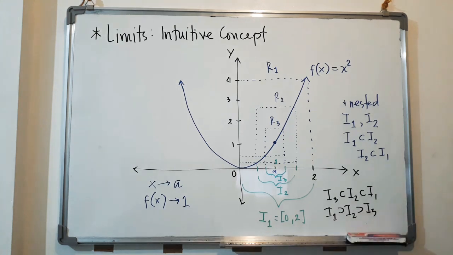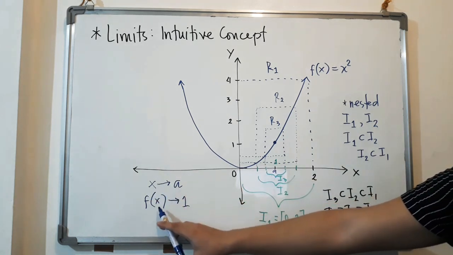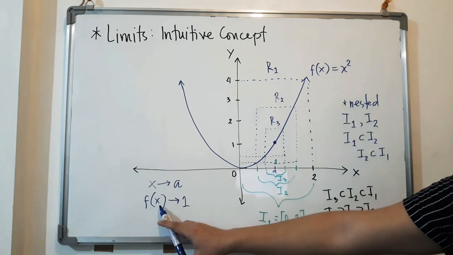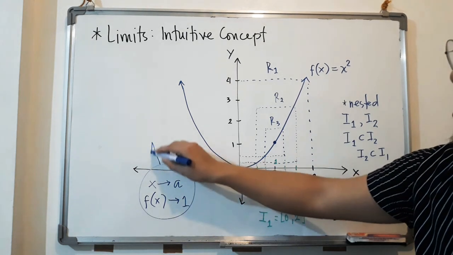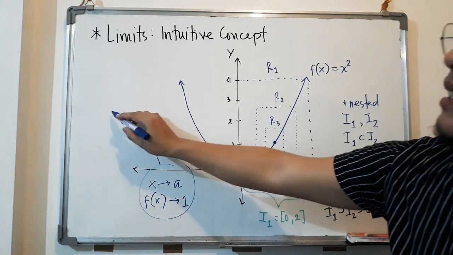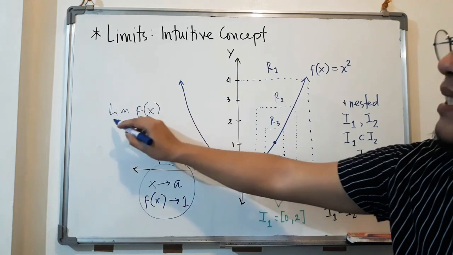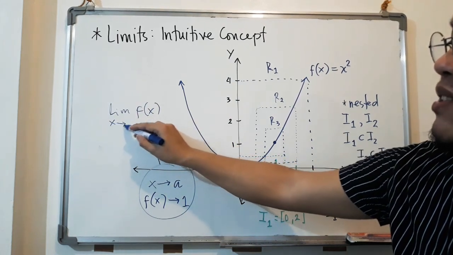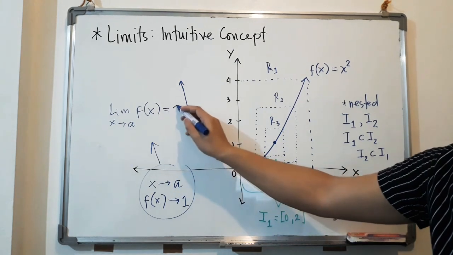Therefore, as x approaches a, the function value at x approaches 1. Or we can write this as the limit of the function f of x as x approaches point a is 1.